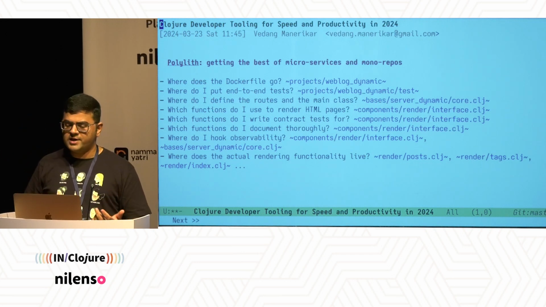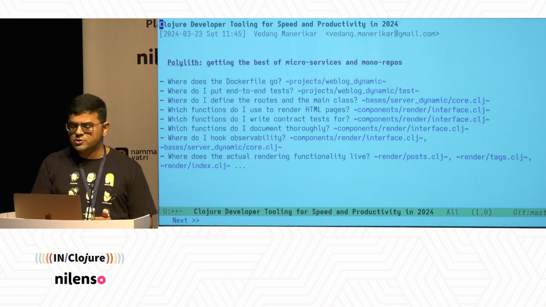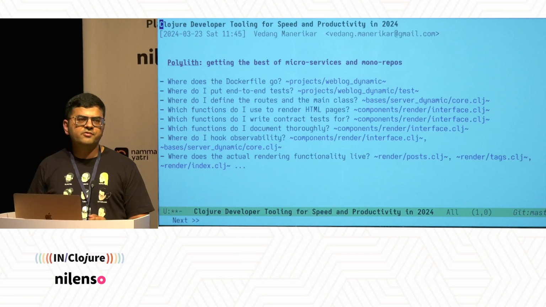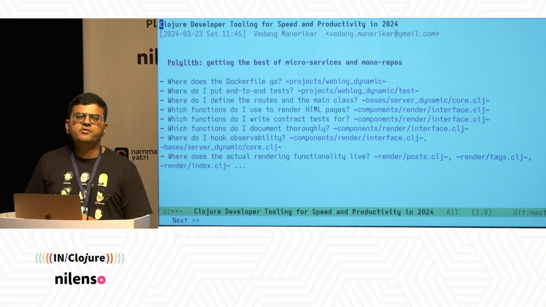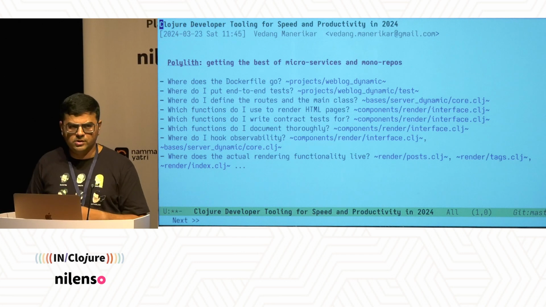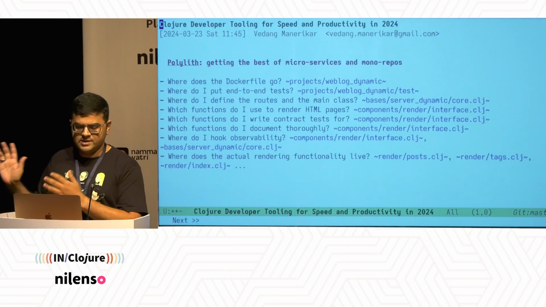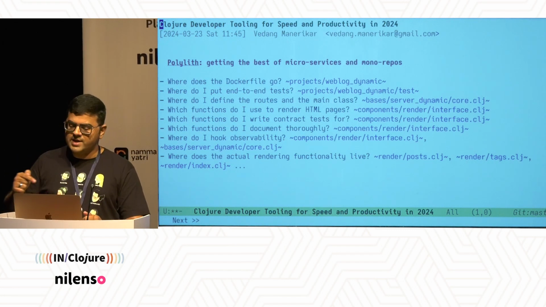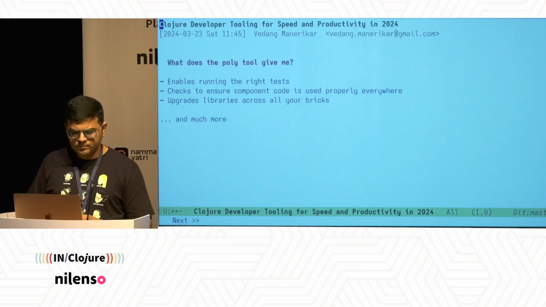What do I have to write contract tests for? Anything that's in the interface file, I have to write contract tests for it, right? What functions do I need to document thoroughly? Anything that's in the interface file, I need to document. Where do I add my observability stuff? Anything that's in the interface, I have to add metrics for it, logging for it, traces for it. I don't really need maybe all of that for the functions which are hidden. Where does all the actual functionality live? It lives inside, which is hidden, right? So the render has post, tags, index, whatever. And all of these have certain functions which are in the interface.